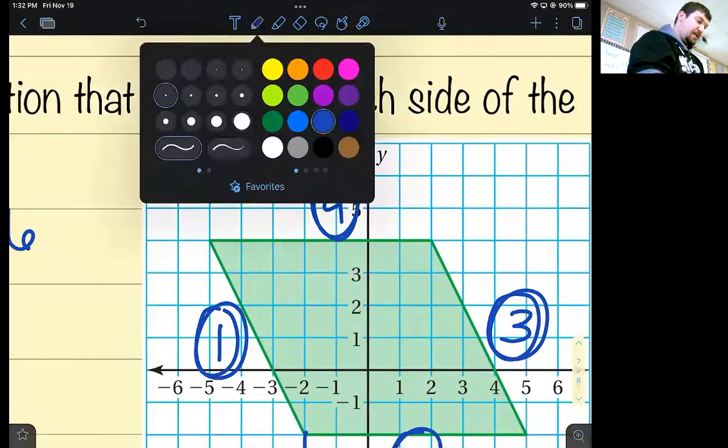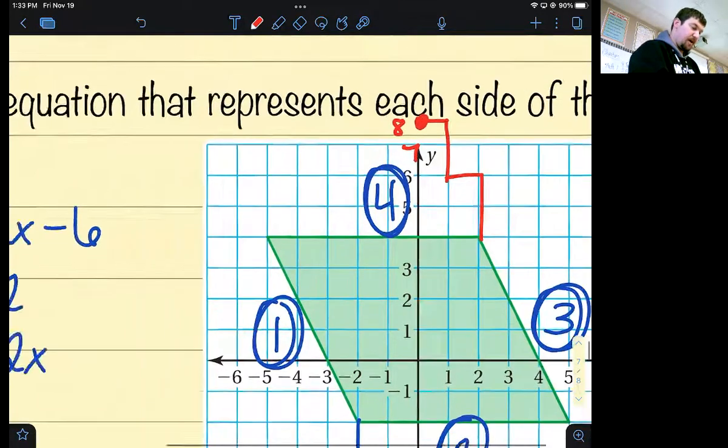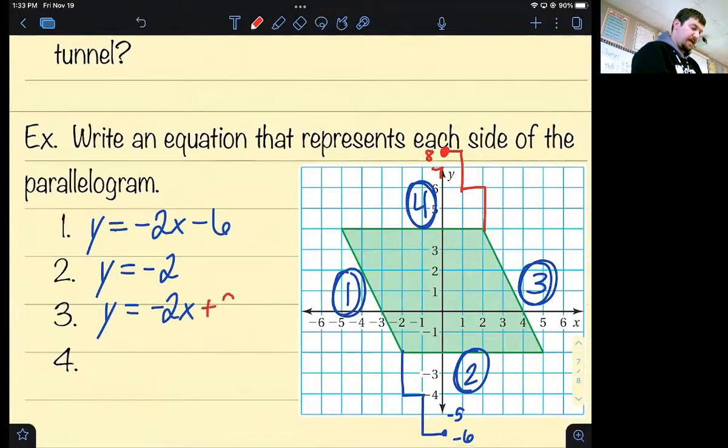So again, I can cheat here. If I know the slope's -2, that means I can go up 2 and left 1, and then up 2 and left 1 again. And where's that going to put me on the y-axis? 6, 7, 8. Yeah, this is 7. That would be 8. And so I can write -2x plus 8. And then for side 4, it's also got a slope of 0, but where does it cross the y-axis? At 4. I want to make sure I get that one in at least.